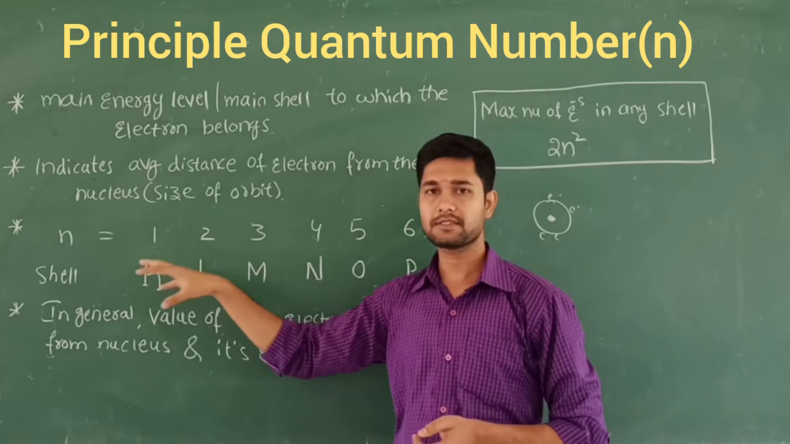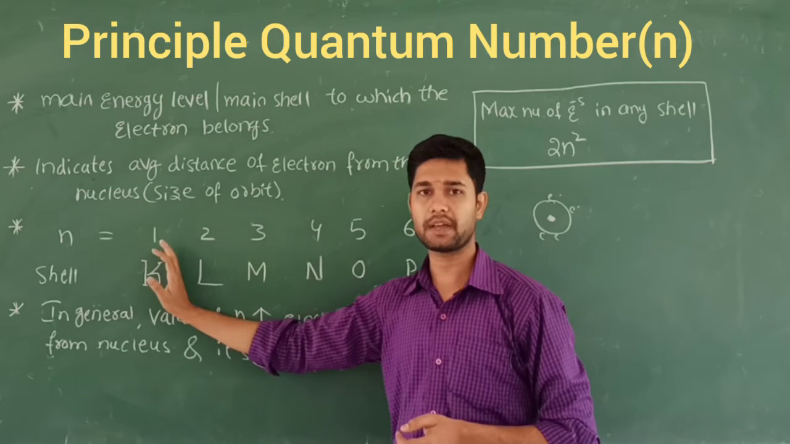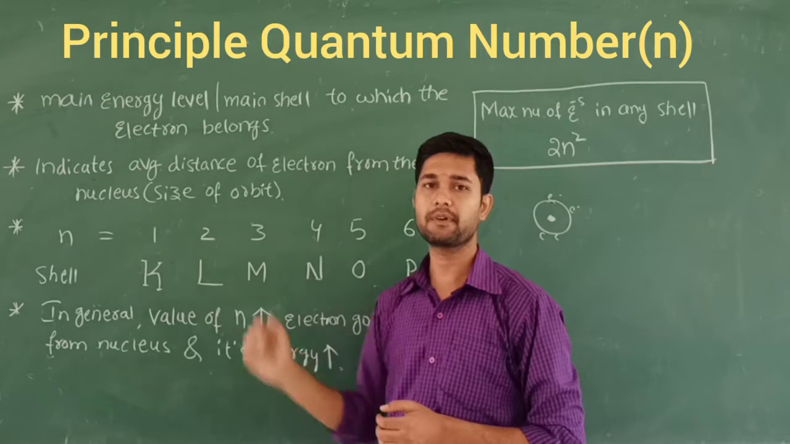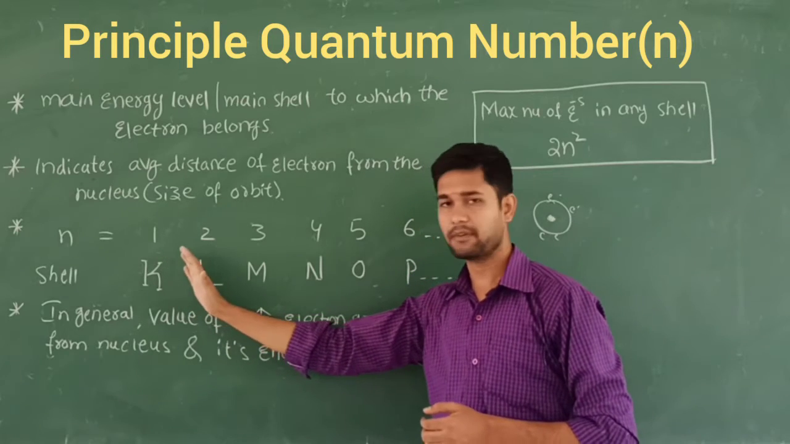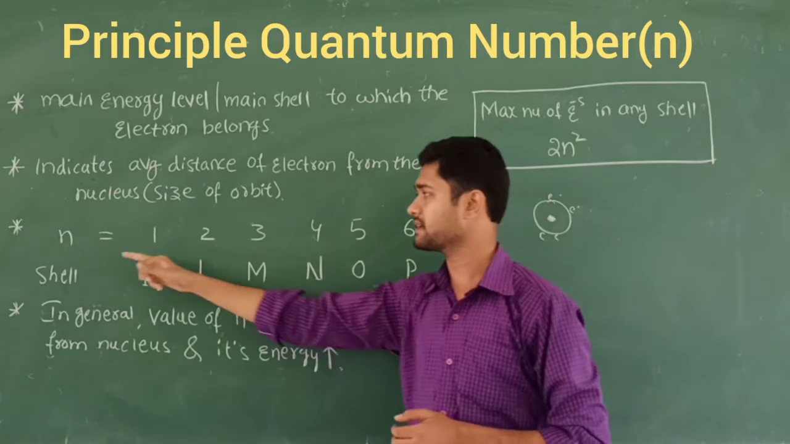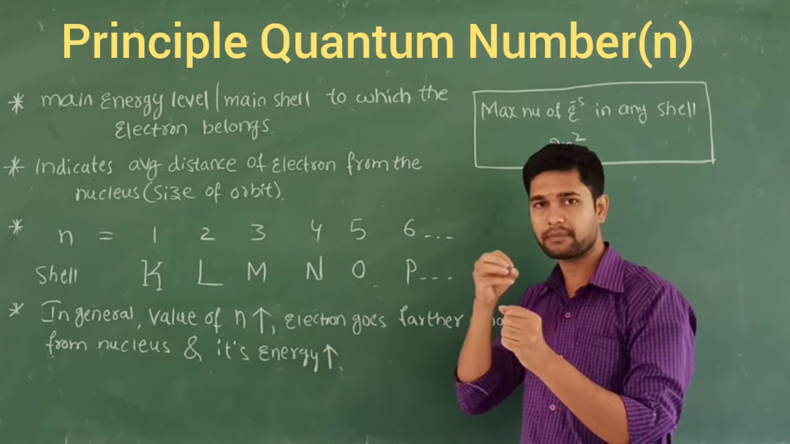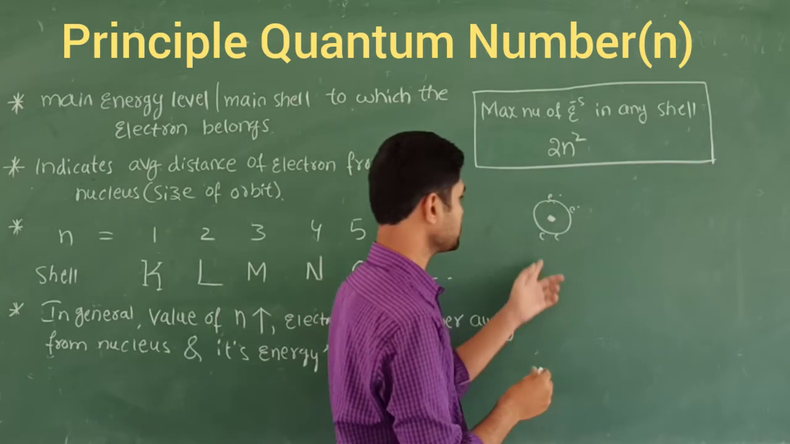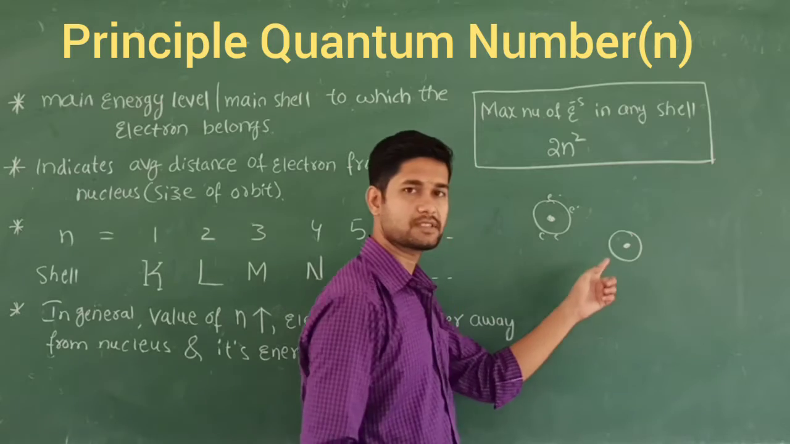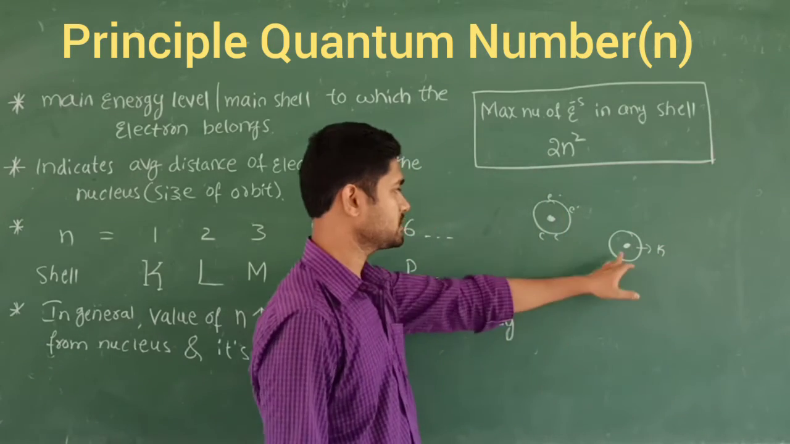What happens when n is equal to 1? This is the closest. This is the first shell, called the K shell, which is the closest to the nucleus. That's why its energy is very low. When the shell or orbital increases, as the principal quantum number increases, the electrons go far away from the nucleus. Suppose I take this simply, this is the first orbit, right? So this is the K shell. I am going to call this the K shell.